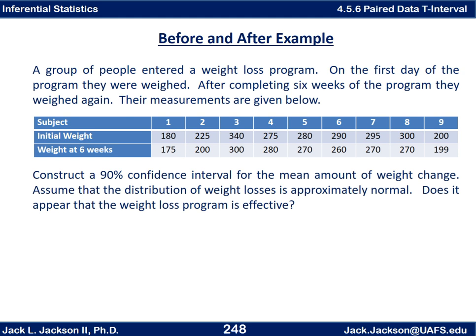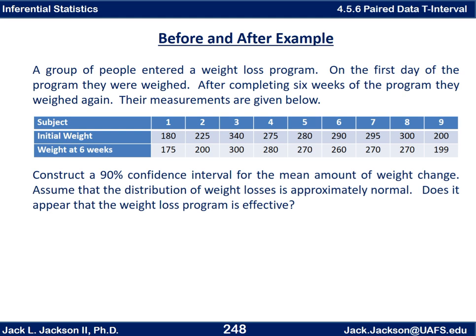Okay, so here's an example. A group of people entered a weight loss program. On the first day of the program, they were weighed. After completing 6 weeks of the program, they were weighed again. Their measurements are given below. The sample has 9 subjects. The first subject weighed 180, it didn't say here, but let's say pounds, on the first measurement, and 175 pounds on their second measurement. The second subject weighed 225 on the first day of the program, went down to 200 six weeks later, and so forth. And you can see the data there for all of them.